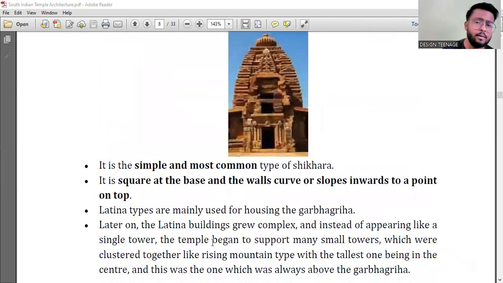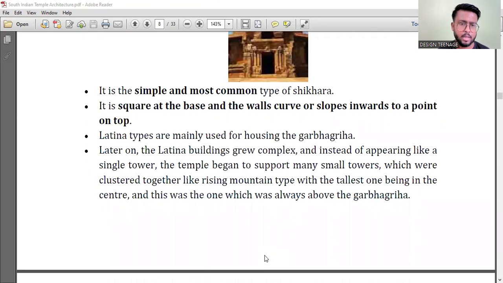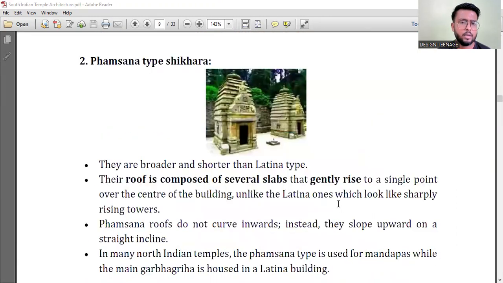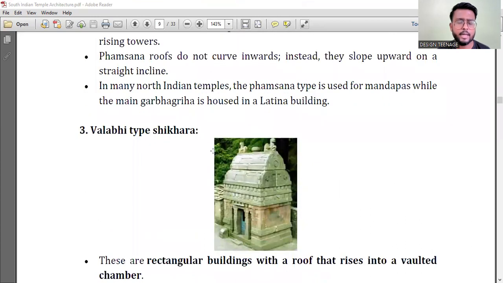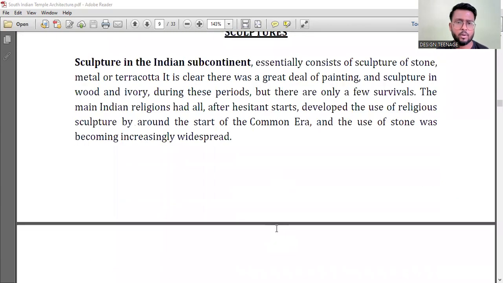Apart from that, it is the simplest and most common type of Shikhara that we usually see. It has a square base, and the walls curve or slope inwards to a point on the top. Latina types are mainly used for housing the Garbhagriha. There are different kinds of Shikhara that have been described. Just the names and how they look, that's all. Nothing in detail you need to know. Not at all required.